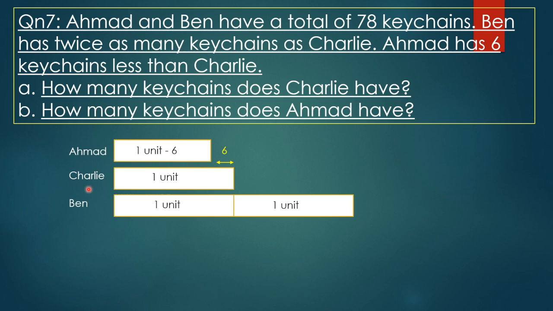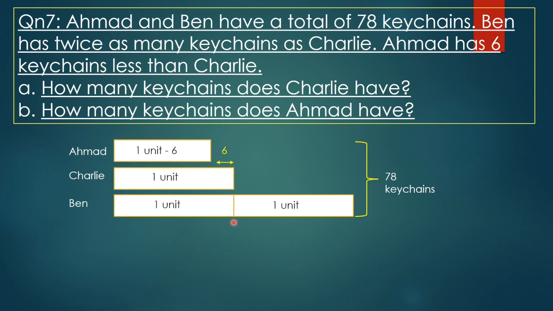So why did I decide that this is 1 unit? Because you see there are a lot of rectangles of this size, because Charlie has 1 unit and then Ben has 2 times as many as Charlie. So it is more convenient for us to keep this as 1 unit. Then this becomes 1 unit, 1 unit, 1 unit, and this would be 1 unit minus 6. And altogether this is 78 keychains.